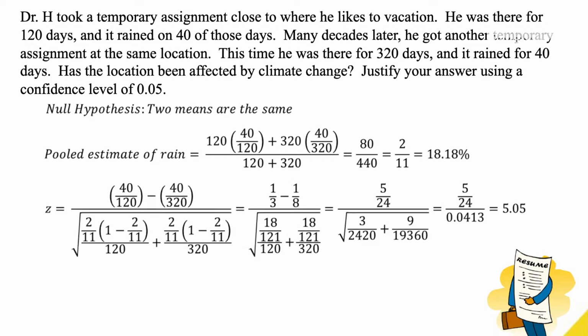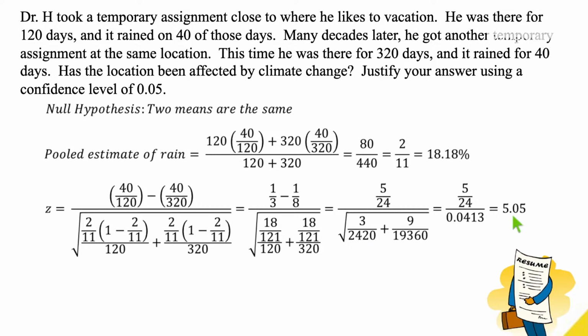After you calculate your mean, now you can look at your z-score. So you are looking at the difference in the means from your two samples, one sample and second sample. So it's 40 days out of 120 for one sample, 40 days out of 320 for the second sample. And notice that what we are using here is the estimate 2/11 times 1 minus 2/11 over 120 for the first and over 320 for the second. So now you can crunch through the numbers and this is what you end up with.